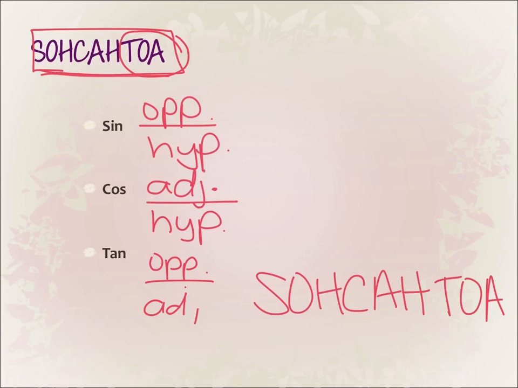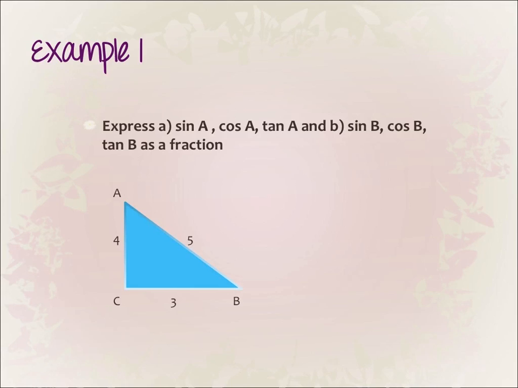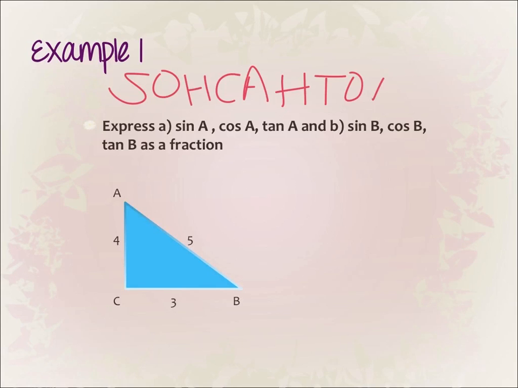This is all we need to know. So what's the word we need to know? SOHCAHTOA. We're going to spell it out on the top. You're going to write it like 17 times until you have it memorized.